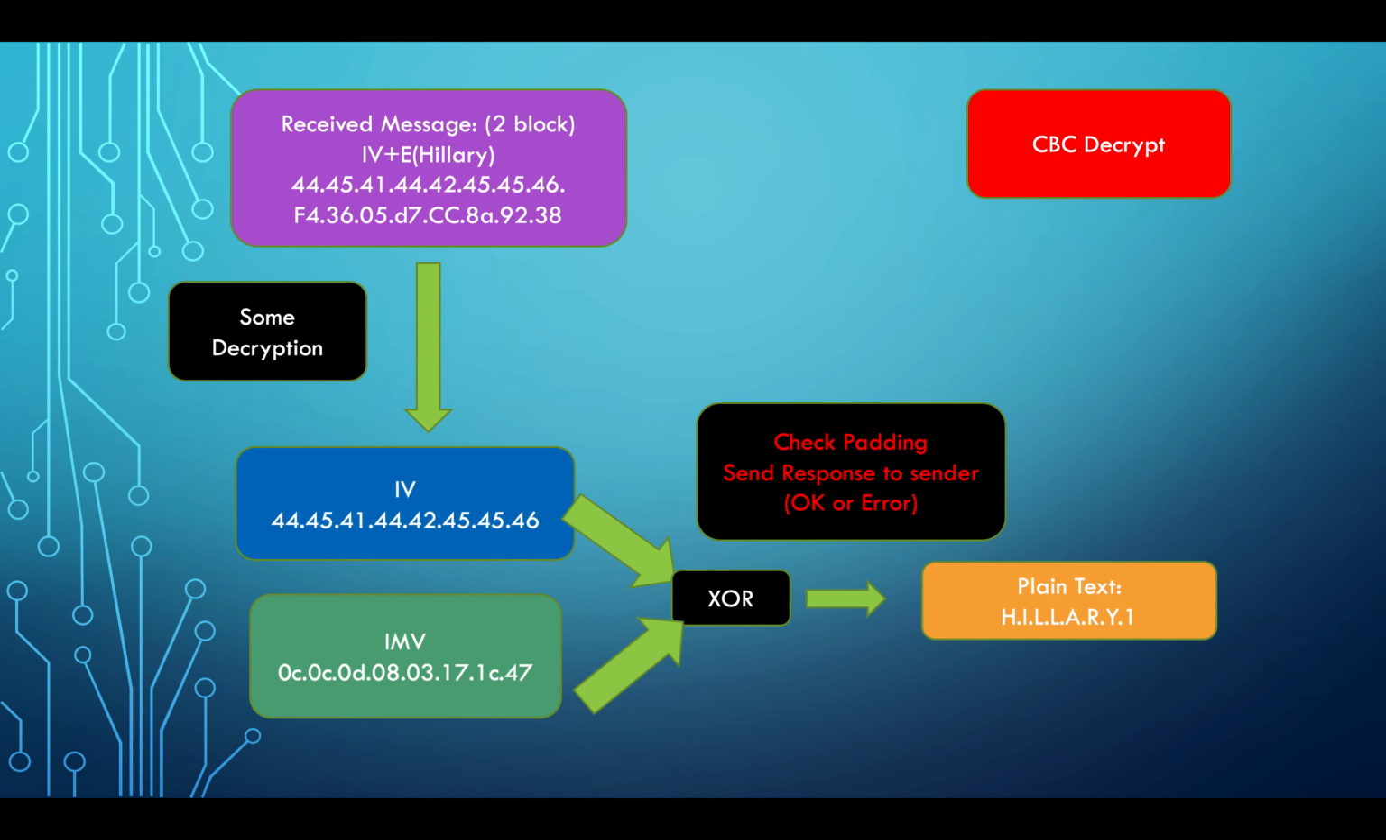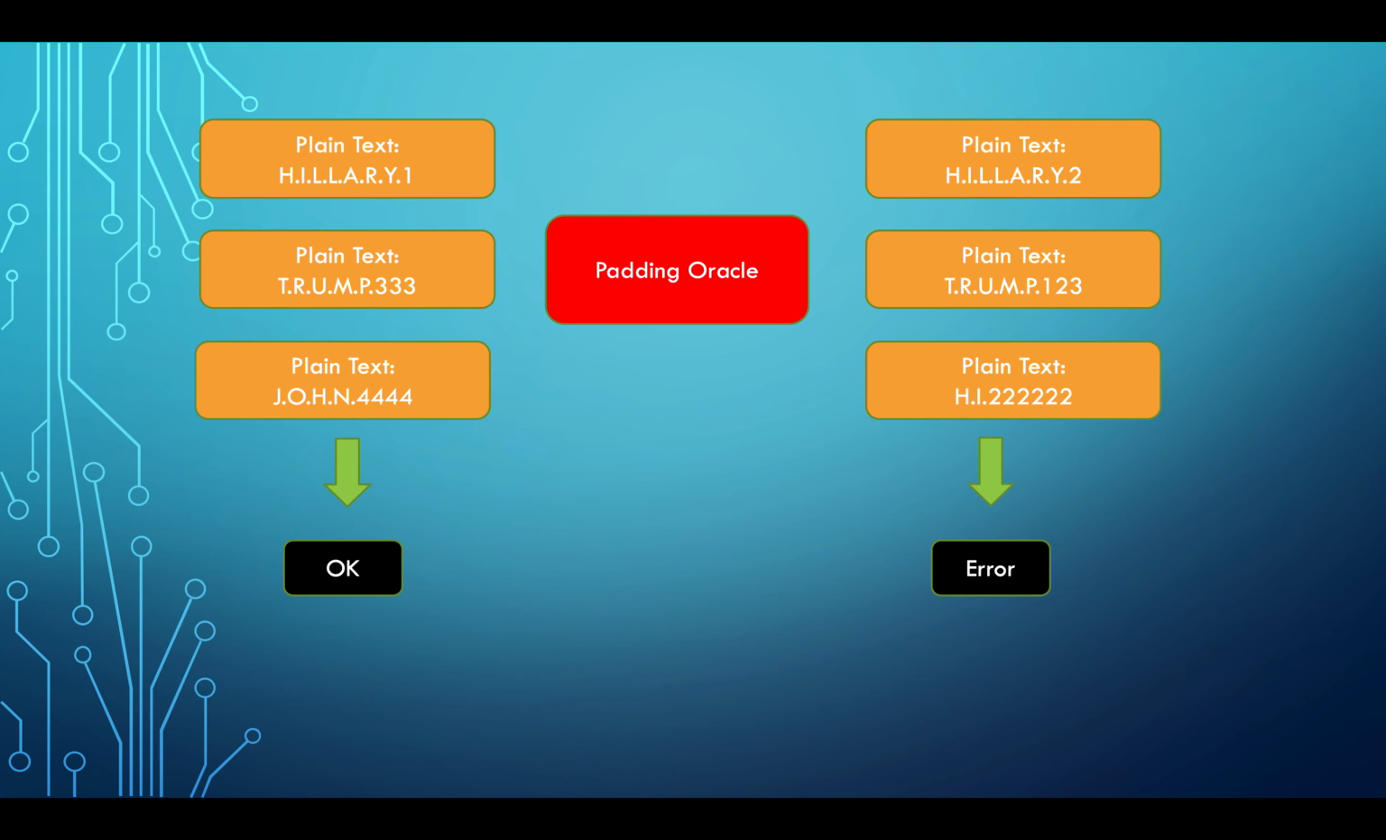If the plain text obeys the padding rules, like Hillary 1, or Trump 333, or like hi 666666, the receiver side will automatically respond OK to the sender. If the plain text violates the padding rules, like Hillary 2, or Trump 123, test 222, etc., the receiver side will respond error to the sender.